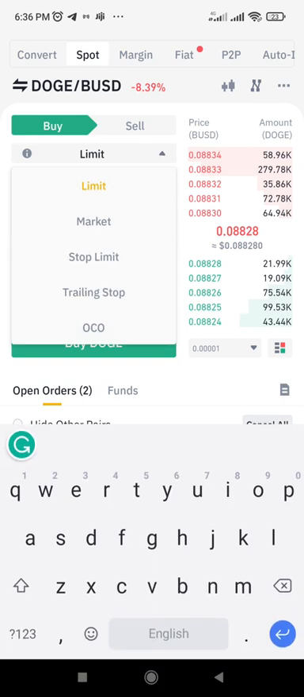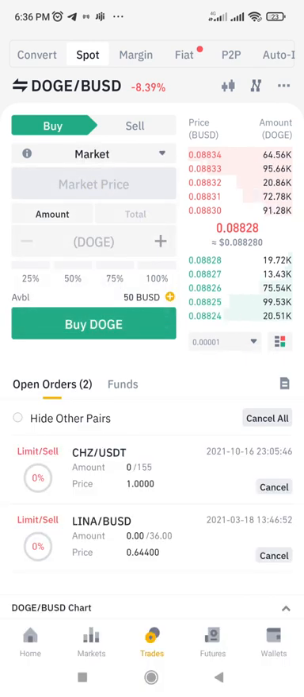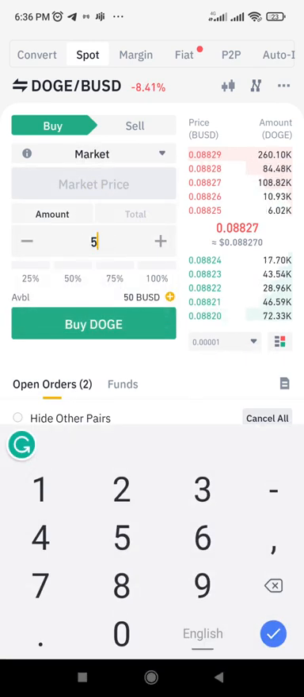You just put it on the market price. Once you put it on the market price, the only thing you need to do is put the amount of Doge that you want. Once you put the amount of Doge that you want to buy, you click on buy immediately, and it's going to buy it straight up.